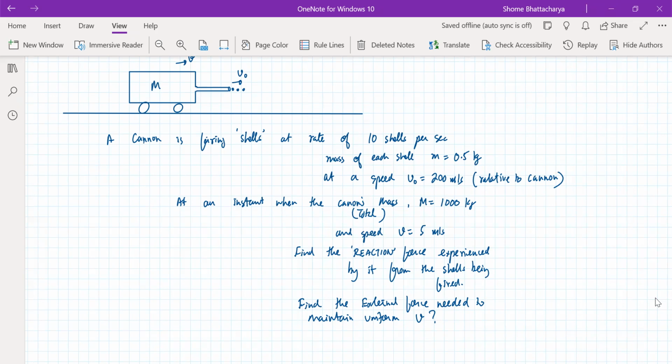So typically, if the cannon is self-driven, like a vehicle which has an engine or something, where does that external force come from? It comes from friction generated from the ground. Yes, sir.